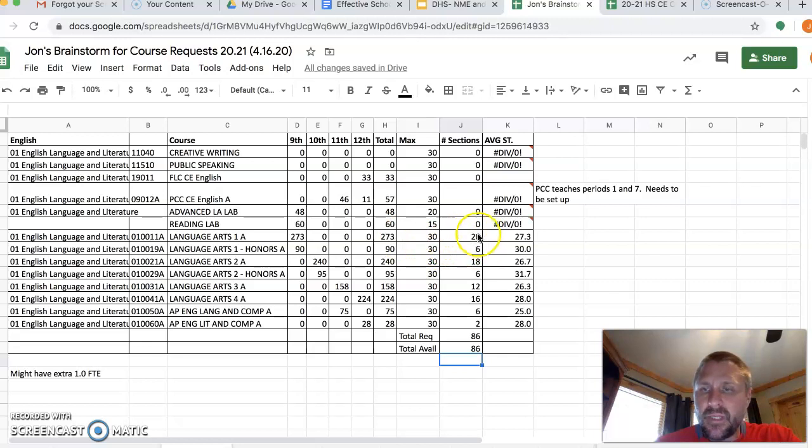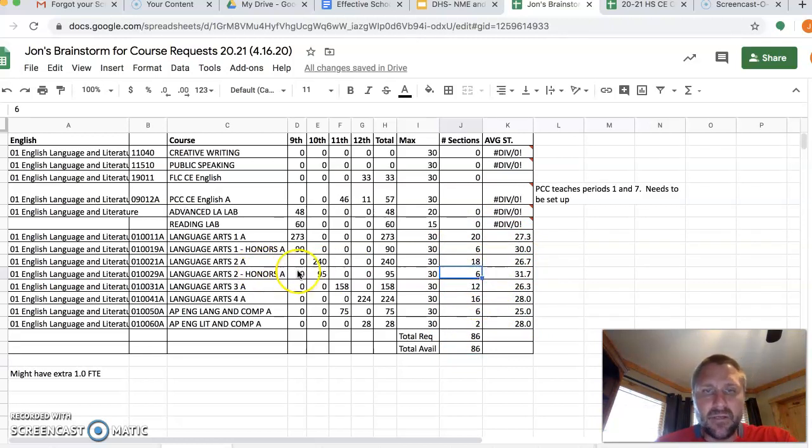Again, this is 20 sections of Language Arts, but that's really 10 full-year classes. And by doing that, it tells me that 27.3 is my average student class size in that particular course. Then I go through and find all the different places that tell me exactly where my class size is going to land and how many sections of each I have to teach. And you can get creative too.